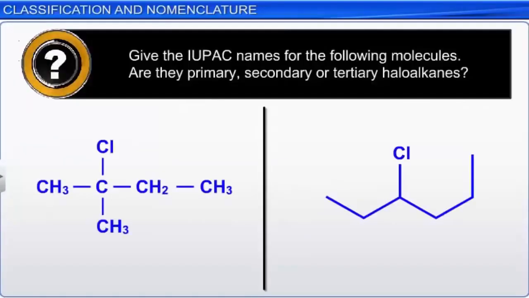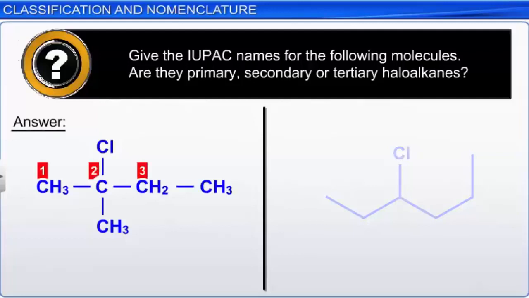Now try these practice problems on your own. Give the IUPAC names for these two molecules. Are they primary, secondary, or tertiary haloalkanes? The IUPAC name for the molecule on the left is 2-chloro-2-methylbutane.